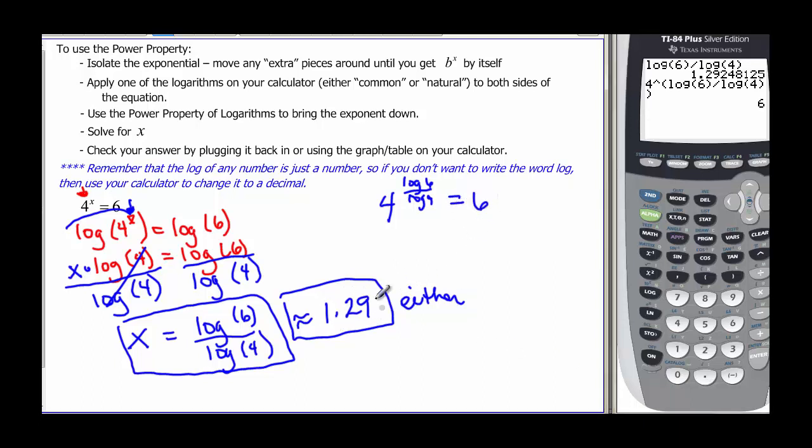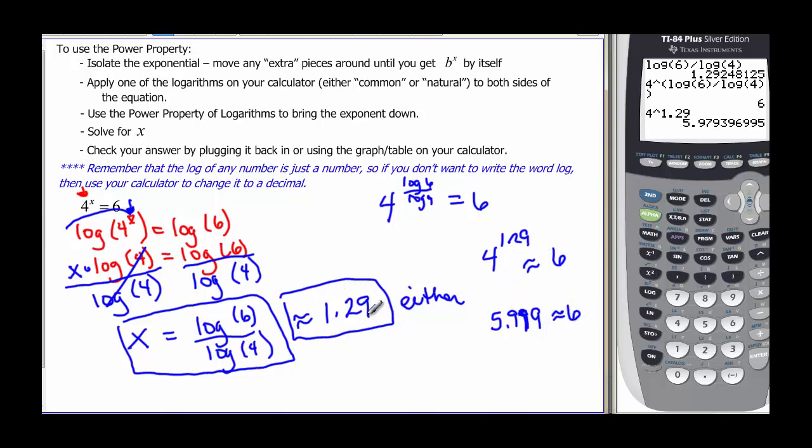Now if I had liked the decimal, when I went 4 to the 1.29, it's going to be approximately 6. Let's watch. 4 caret 1.29, and it's 5.979, which is approximately 6. Close enough.